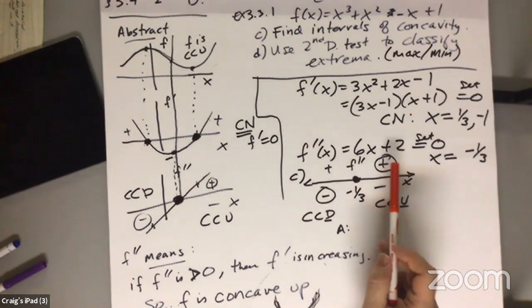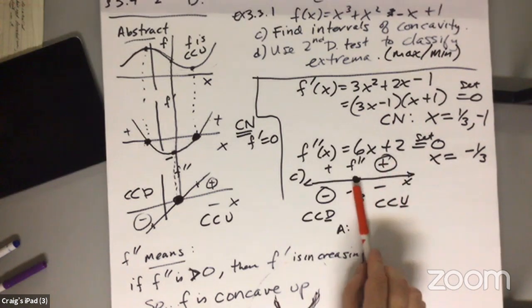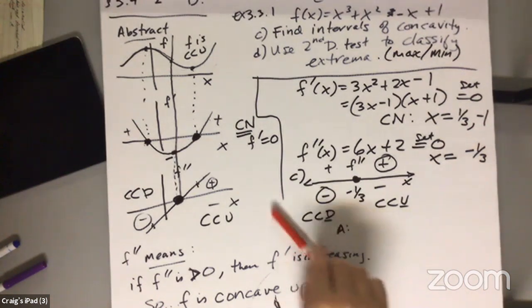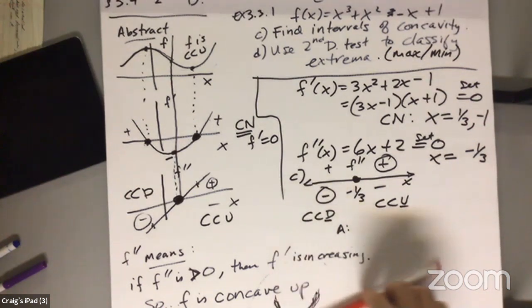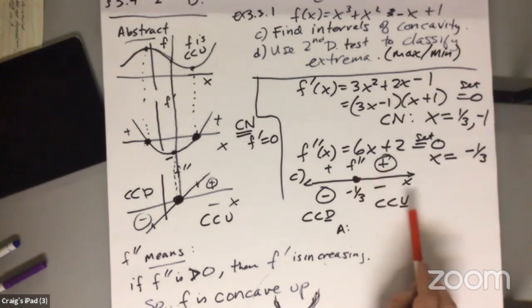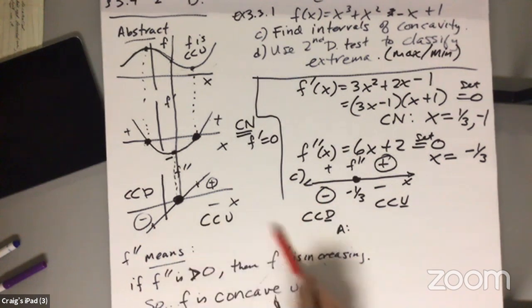We just check a number to make sure it's positive all the way through here. That means the second derivative is positive, which means the first derivative is increasing. First derivative increasing means the slope is increasing, which means it's concave up. So looking for where the second derivative is positive tells us the concavity of the function, and where the second derivative is negative tells us the concavity in the opposite direction, concave down.